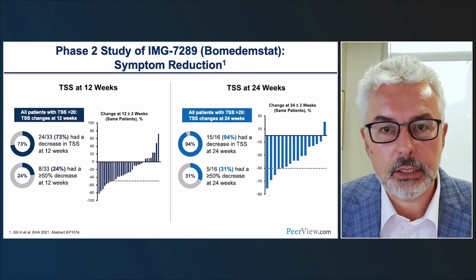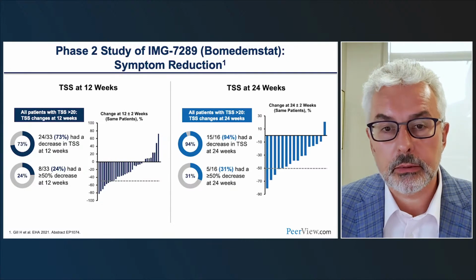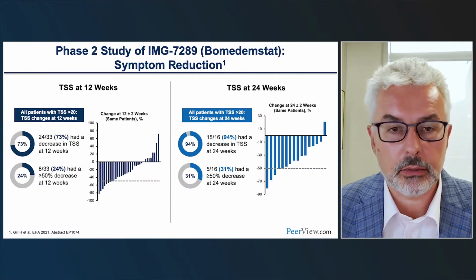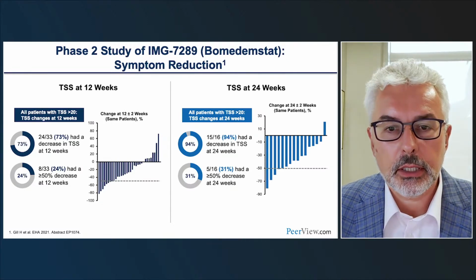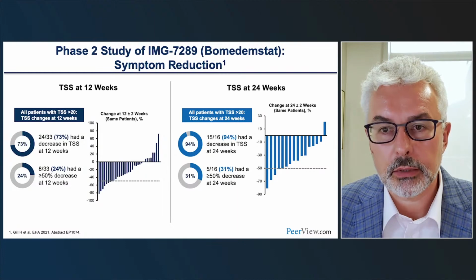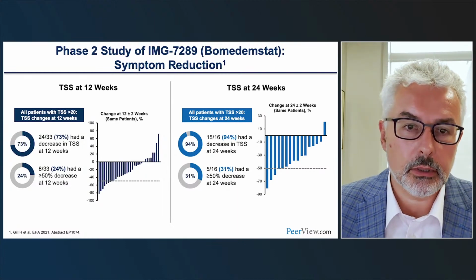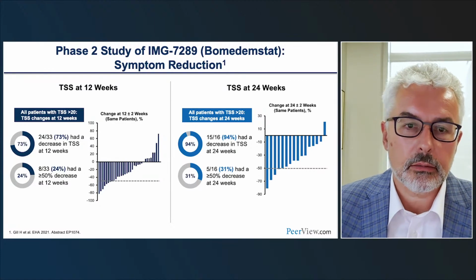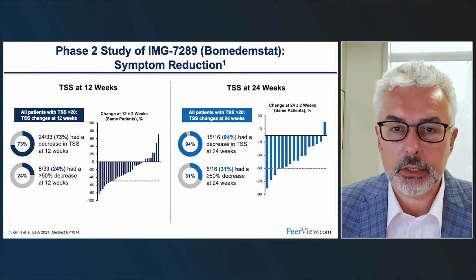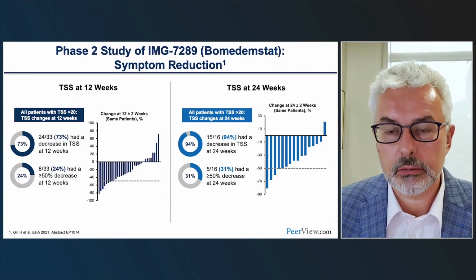This is a phase 2 study of bomedemstat in the second-line setting in people who were previously treated with the JAK inhibitor, that would be ruxolitinib. In that setting, looking at the quality of life improvements, on the left side after 12 weeks and on the right side after 24 weeks of therapy, you can see how things improve. People already feel better, in a good proportion of the patients at 3 months, and that is seen also in patients who reach 6 months.